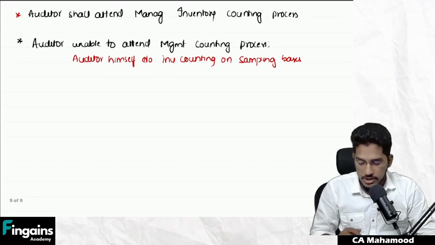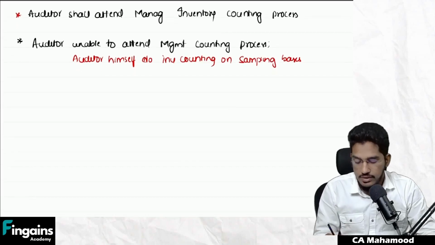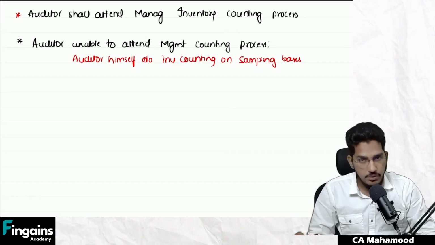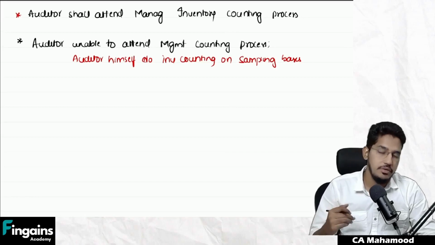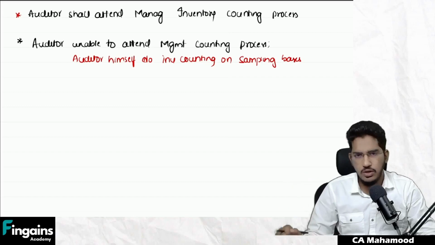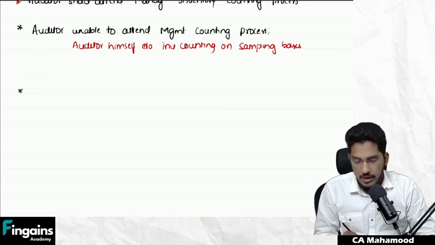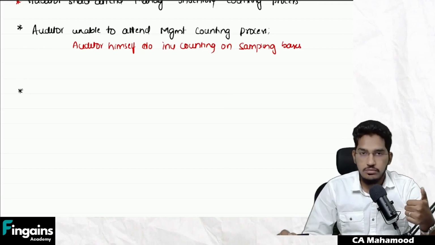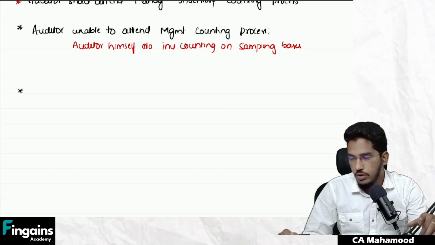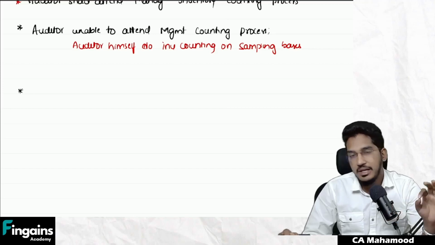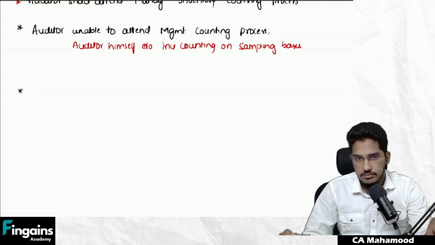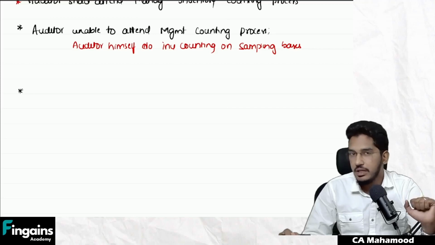First, the auditor should attend the management's inventory counting process. If the auditor is unable to attend, the auditor should do the inventory counting on a sampling basis on some alternative date by himself. Now, sometimes what will happen is management did inventory counting, but you did not go and attend that. You thought of doing it on your own on some alternative date, but it has become highly impracticable now.